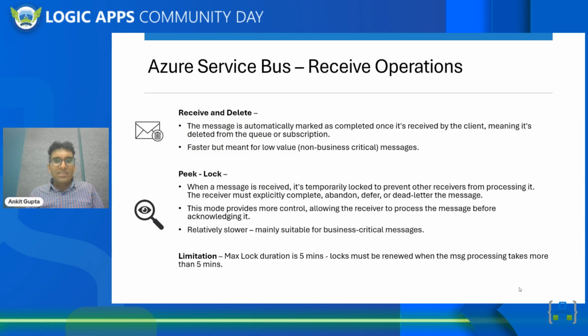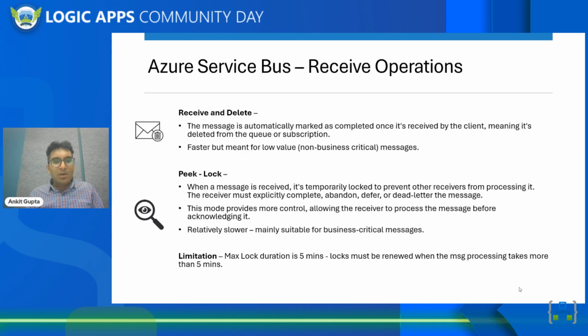When we receive messages from the Azure Service Bus, there are basically two modes. First is receive and delete, and the second is peek lock. In receive and delete mode, the subscriber application automatically marks the message as complete once it is received, so the message is deleted from the queue or subscription. This mode is faster, but it is usually meant for low value or non-business critical messages.